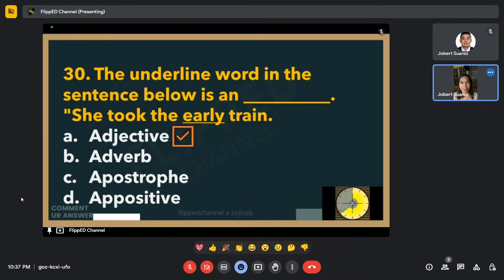Tingin po ng tamang sagot. Letter A, adjective. Bakit adjective? Mabilisan lang to. Because of the word early. Kung titingnan niyo, kadalasan, yung word na early ay adverb. Pero dito sa sentence na to, ang dinedescribe niya ay yung train. Okay? Ano yung train? Early. Early train. Hindi po yung took. So the answer is letter A, number 30, adjective.